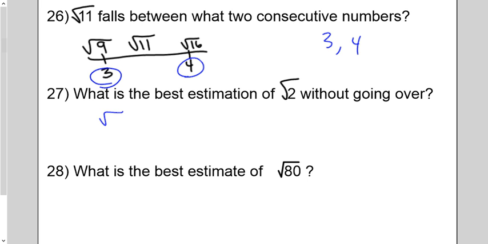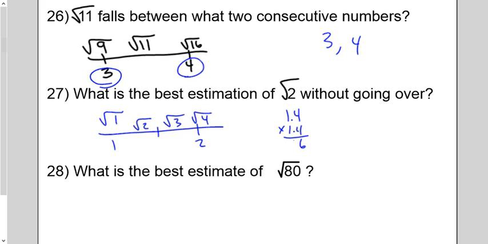Well, this usually helps right here. Square root of 1 is 1. Square root of 4 is 2. So that means the square root of 3 is right here, and the square root of 2 is right here. 1.5 is too big. I say let's try 1.4. And usually this shows up when you don't have a calculator. So 1.96, that's pretty good.